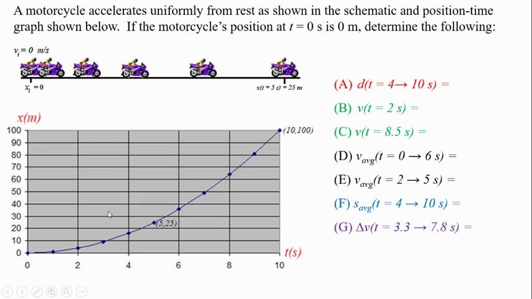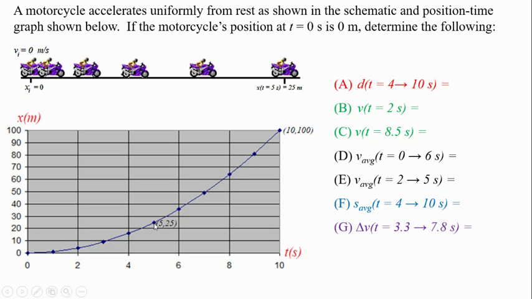And then it says the schematic shows, and the position time graph that corresponds to the motion is given. All right. So it says here, the motorcycle's position at time equal to 0 is 0, which is indicated in the diagram here. So the diagram is pretty helpful. It says xi is equal to 0, vi is equal to 0, and then at some time later, at 5 seconds, it is located at a position of 25 meters. And that value is given in the graph.